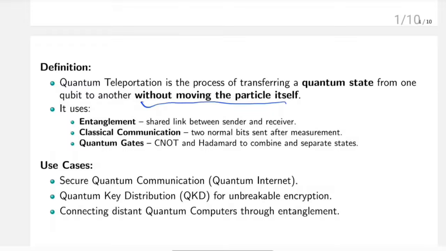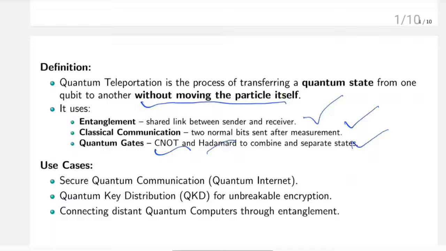The first thing is entanglement. You know what entanglement is: a special quantum connection between two qubits. Secondly, it works on classical communication, where after measurement, two normal bits of information are sent from one person to another. The third one is quantum gates. As we already know, the CNOT and Hadamard gates help combine and separate the qubits during the teleportation process. So CNOT and Hadamard will be very key in quantum teleportation.